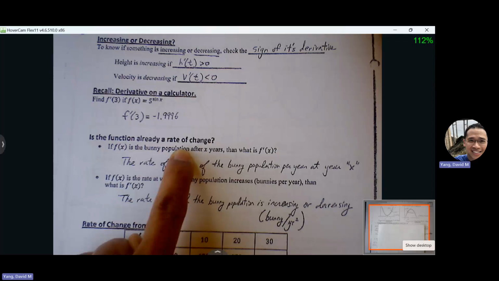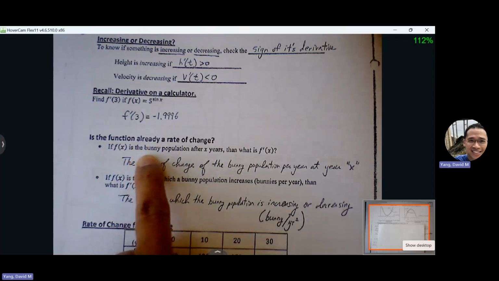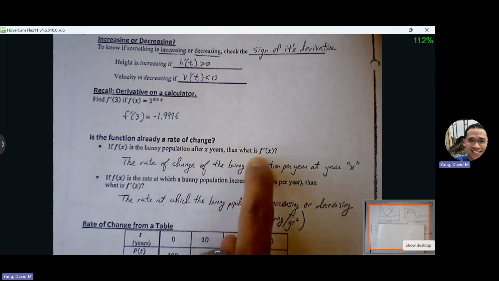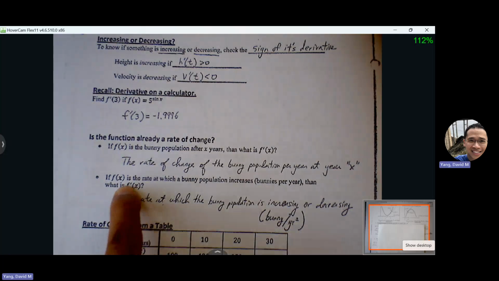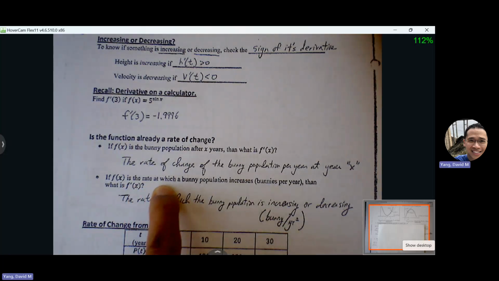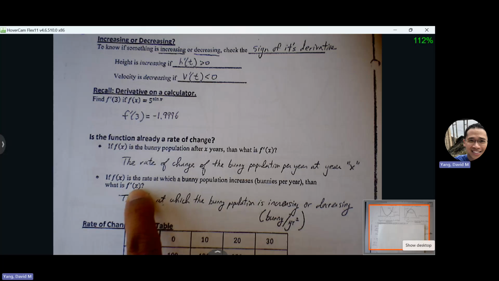Is the function already a rate of change? If f of x is a bunny population after x years, then what is f prime? F prime would just be the rate of change of the bunny population per year at year x, whatever that x is. It could be the second year, the third year, or the fifth year. But if they define f of x as already a rate, then f prime is going to be a rate of a rate.